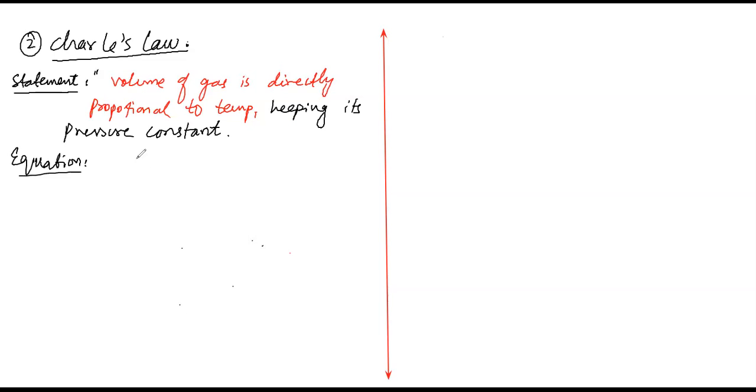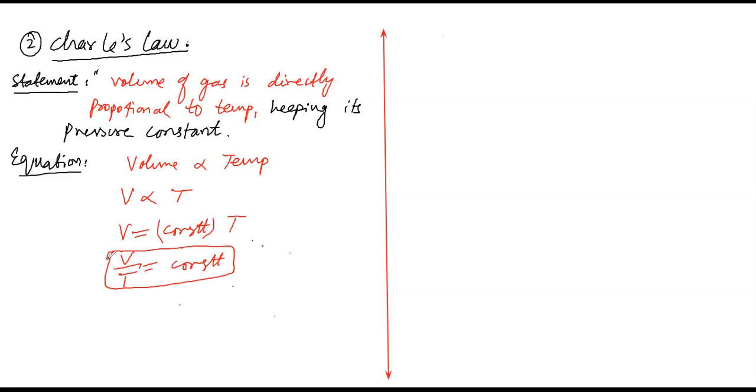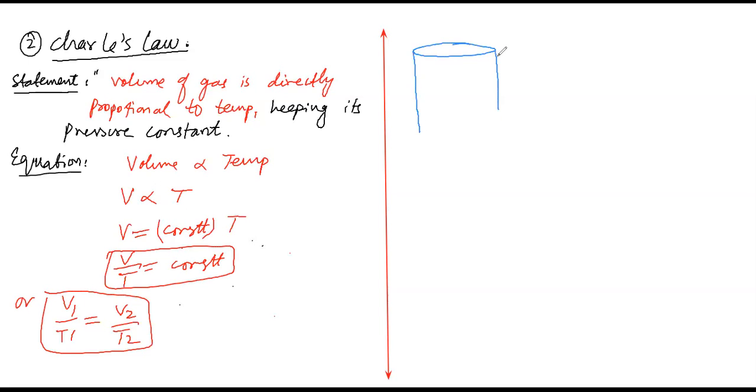Okay, so volume is directly proportional to temperature. So volume proportional to temperature, and then volume is constant into temperature, and then volume over temperature equals constant. So this is the main equation. Or you can also say V1 over T1 equals V2 over T2. So this is in two situations. And let me draw the cylinder for you. This is a cylinder and it is fitted with a movable piston. This is the movable piston. It can move up and down. And of course some gas is in there.